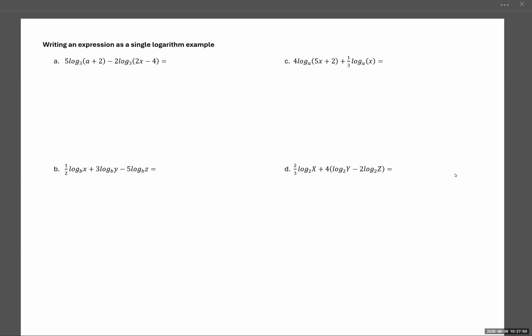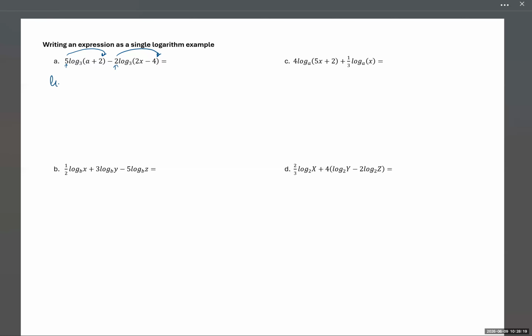So in this example, we're going to be combining the two logs, or the three logs, into just one. So let's go ahead and look at some examples. The first thing you need to do when you're dealing with combining several logs into one is to deal with the numbers in front of the logs. Those numbers will go into the exponents of the expressions inside the log. We are going to ignore the negative sign over here.